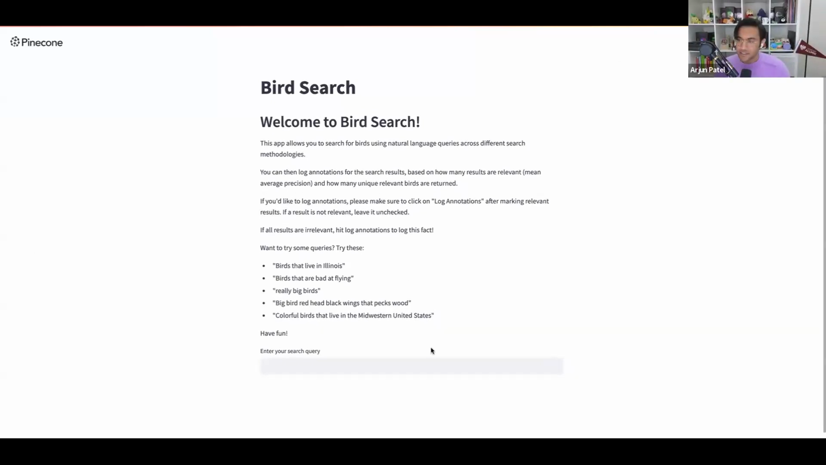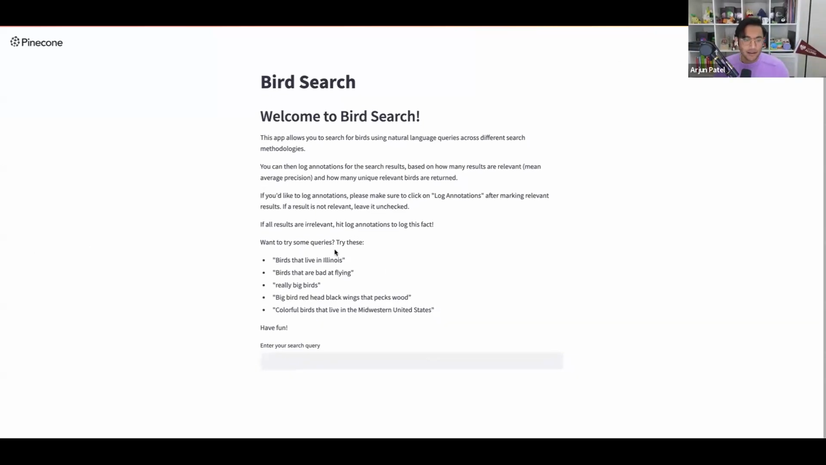Great, so this is a demo. This is running locally. What I've done is create an interface for people to easily learn about and evaluate different kinds of search methodologies. I have some questions that are pre-populated here that we can try to see what happens.